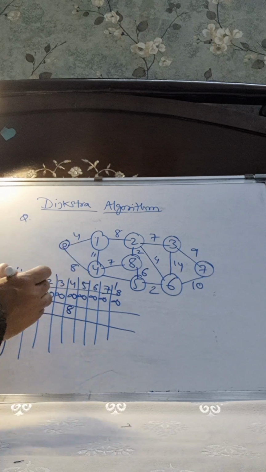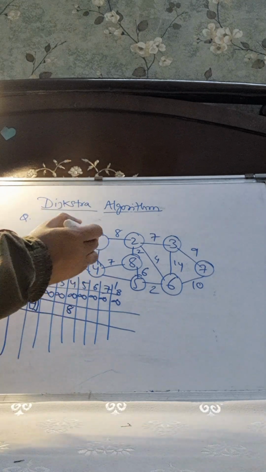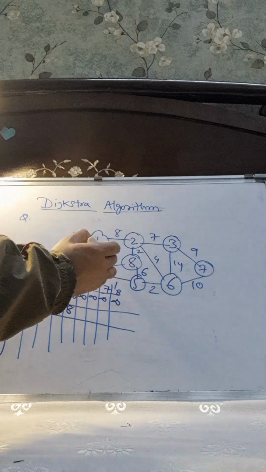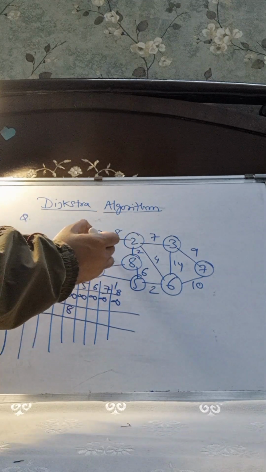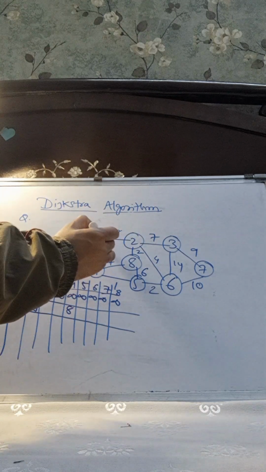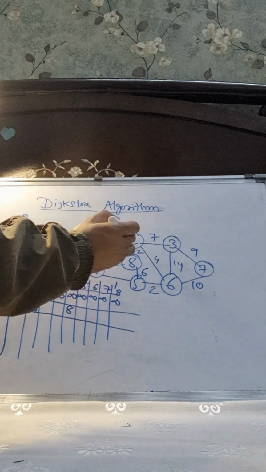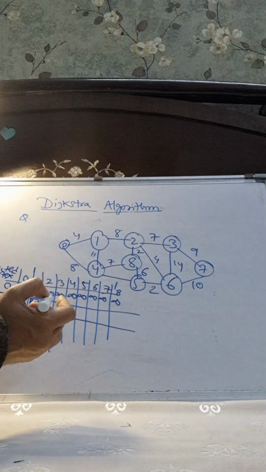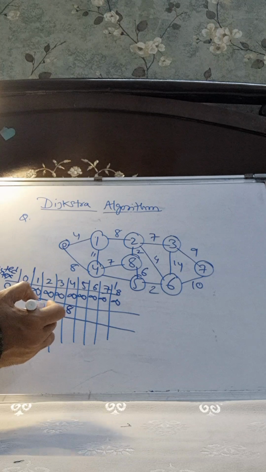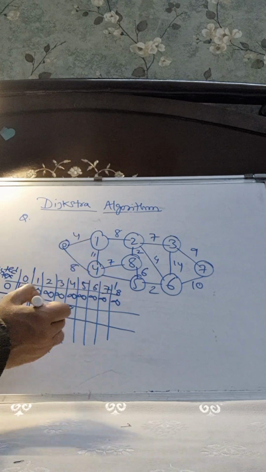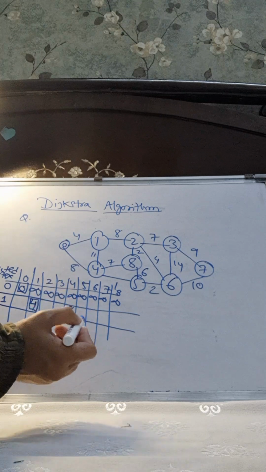So vertex 1 will be selected, which has a cost of 4, and from 1 we will see how much cost it takes to move to its adjacent vertices. 1 to 2 costs 8. Right now the cost of reaching 1 is 4. So 4 plus 8 is 12. So 12 is less than the current cost of 2, which is infinity. So we will update with the new, lower cost. So 12 we can update here.